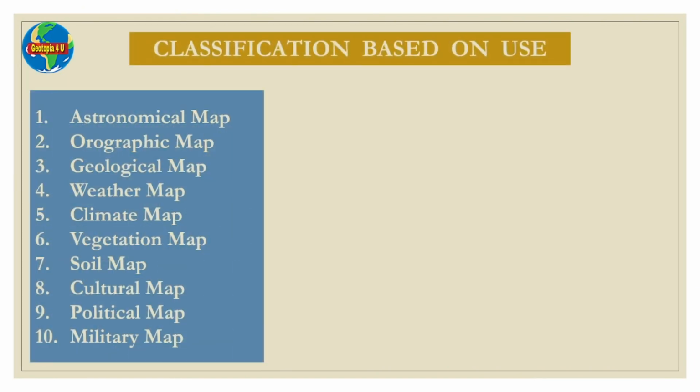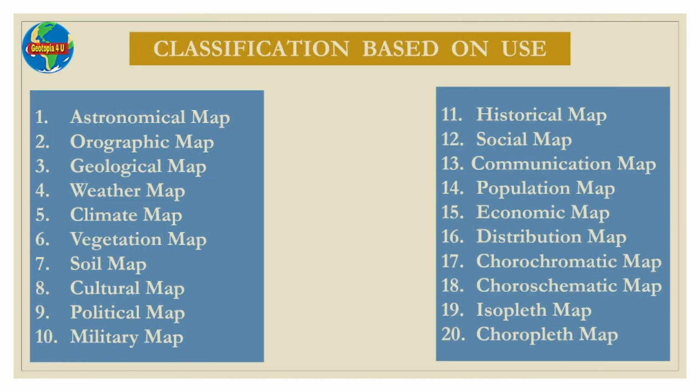Now we shall have a look at the classification of maps based on scale. Listed here are the names of 20 different types of maps. We shall have a look at each of them in detail.